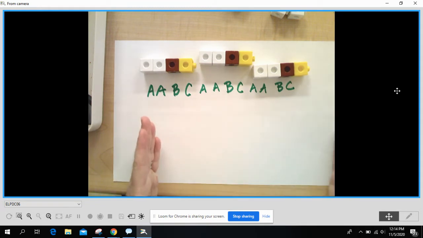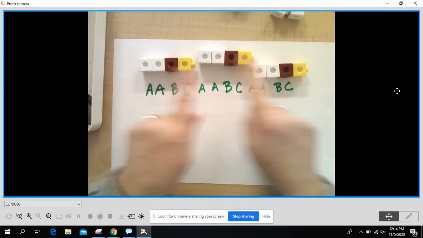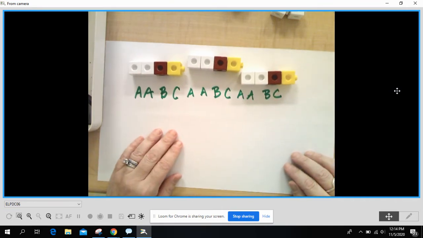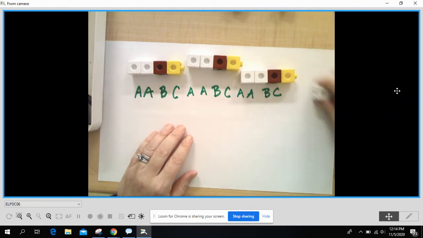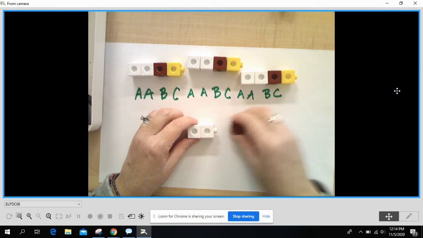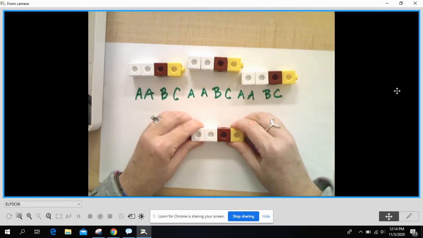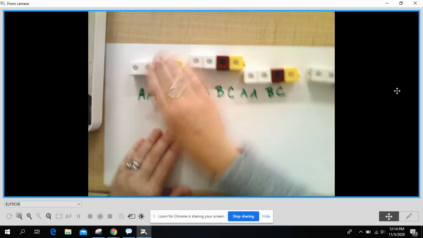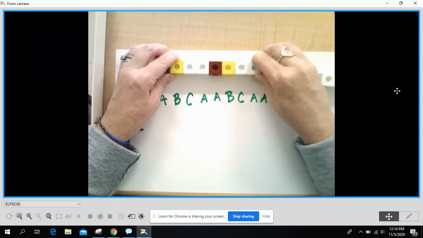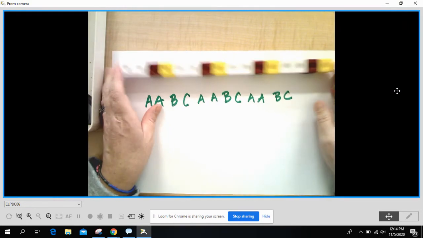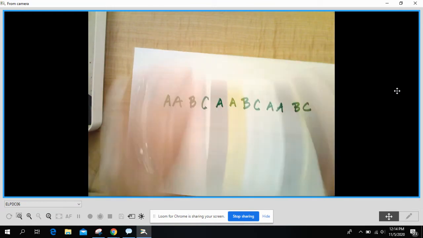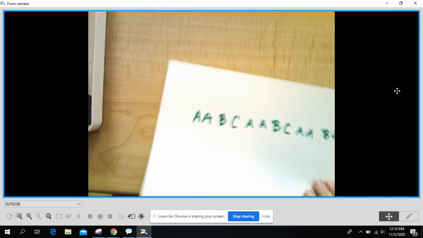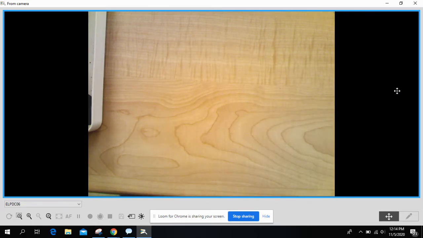So to extend it, I need to add the core, which is the repeating part, to the end of my pattern. So making this pattern longer, I would take two more white ones, a brown, and then a yellow, which is the core, and add it on to the end. So now my repeating pattern is even longer because we have identified the core and extended it. So remember, with repeating patterns, you need to create them, then you need to identify them, you need to be able to describe them, and extend them. So good review with that, everybody.